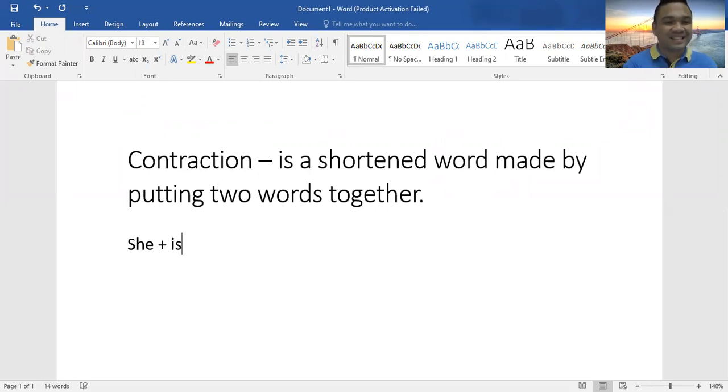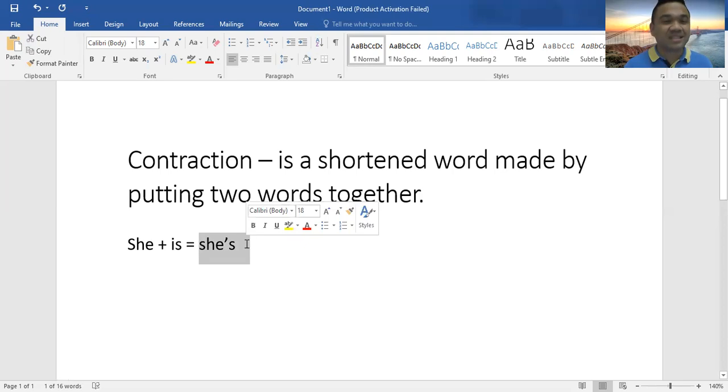plus is. Okay, she plus is equal to she's. She's here is the contraction. Take note also there is an apostrophe here. Take note of this apostrophe.